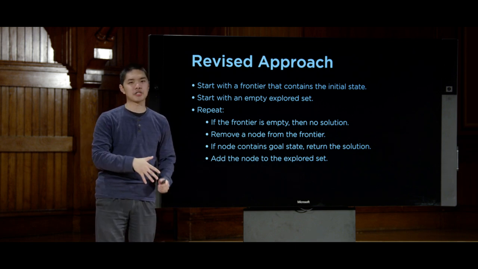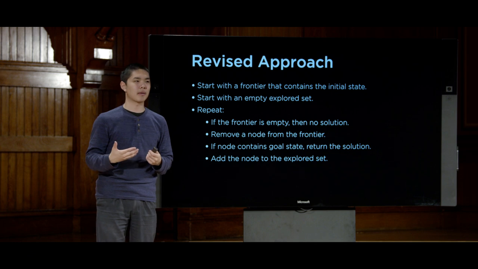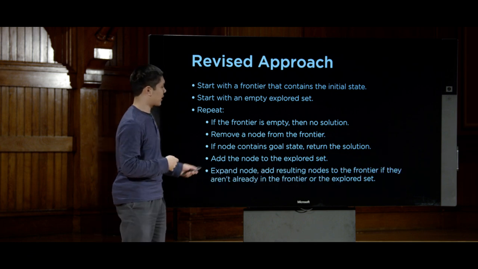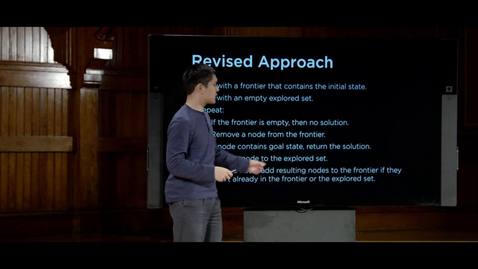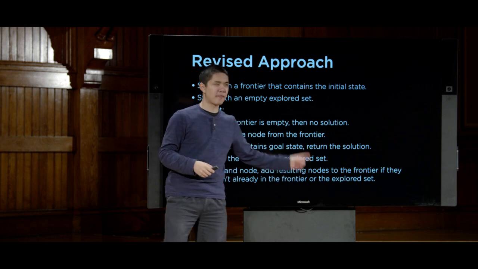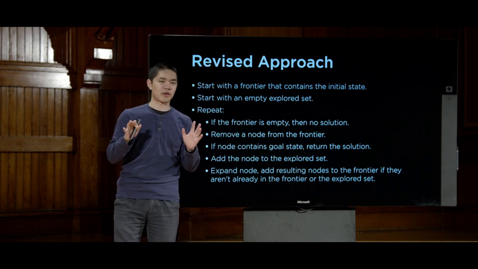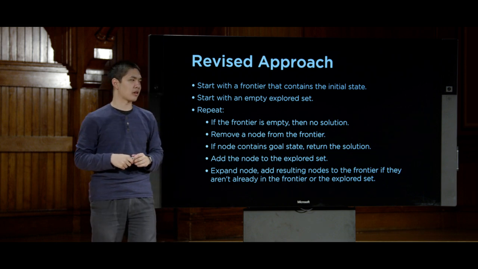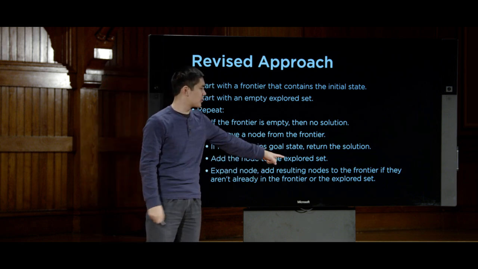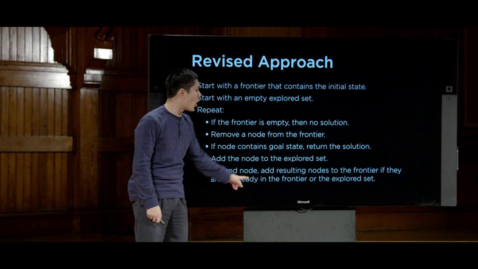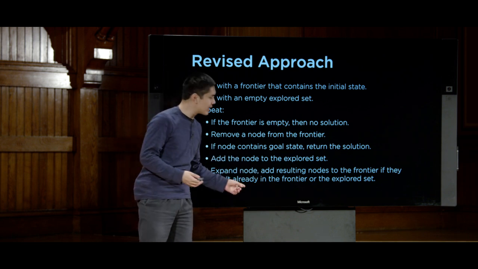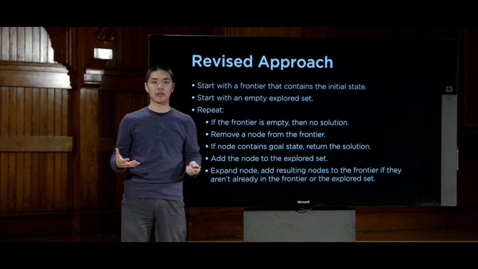We don't need to go back to it again if it happens to come up later. And then the final step, we expand the node, and we add the resulting nodes to the frontier. But before, we just always added the resulting nodes to the frontier. We're going to be a little cleverer about it this time. We're only going to add the nodes to the frontier if they aren't already in the frontier, and if they aren't already in the explored set.